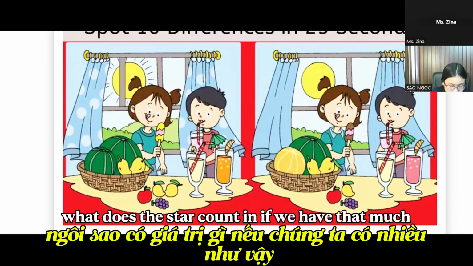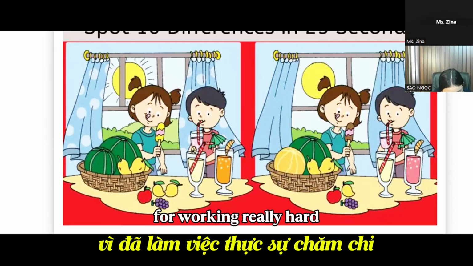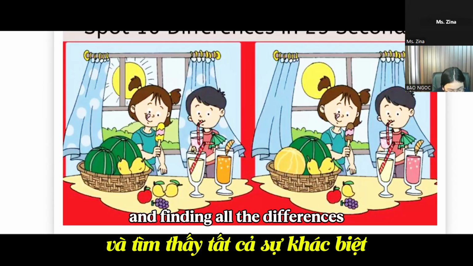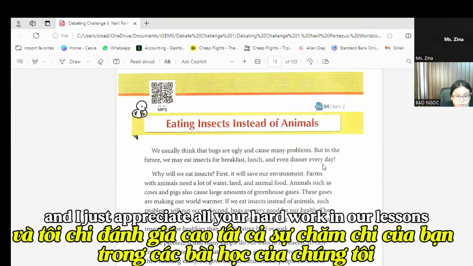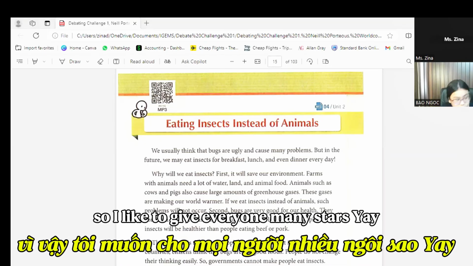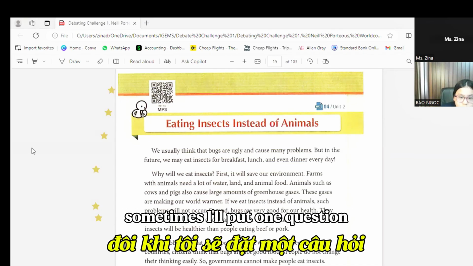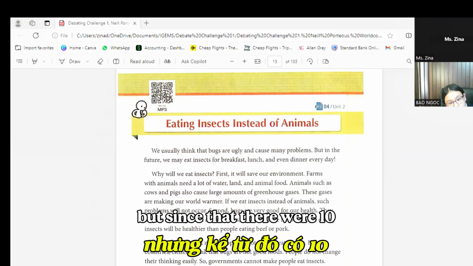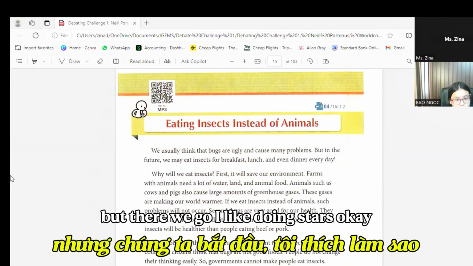What does the star count in if we have that much? It just means that you are a superstar for working really hard and finding all the differences. That's all that it counts in. Okay. And I just appreciate all your hard work in our lessons. So I like to give everyone many stars. Yay! Well, it depends. If it's like one question, sometimes I'll put one question. But since there were about 10 or so differences, I try to put more than 10, but there we go. I like doing stars. Okay.